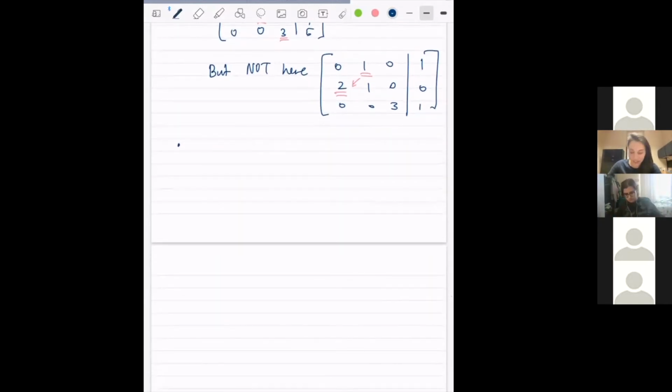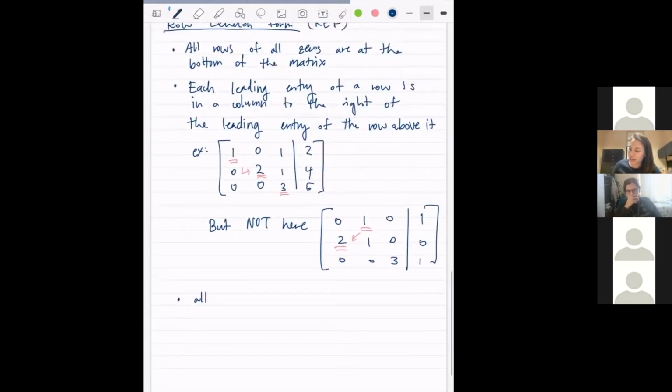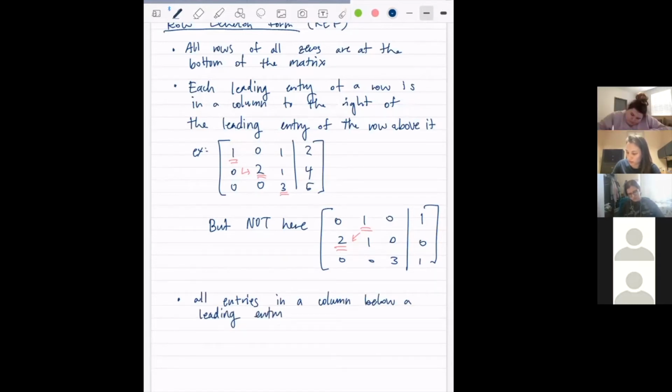Okay, so just to finish up row echelon form, we have this relationship between the leading entries, and also all entries in a column below a leading entry are zeros, right?